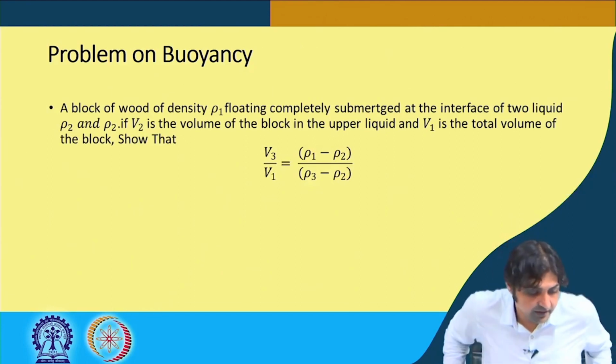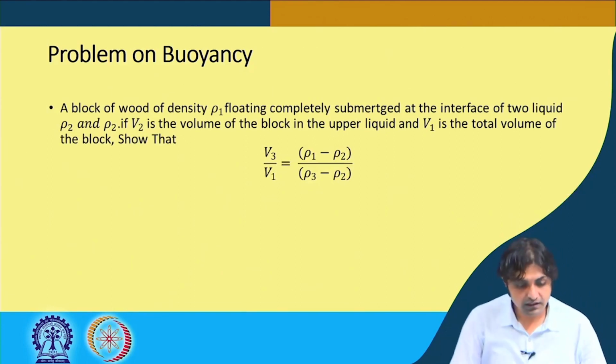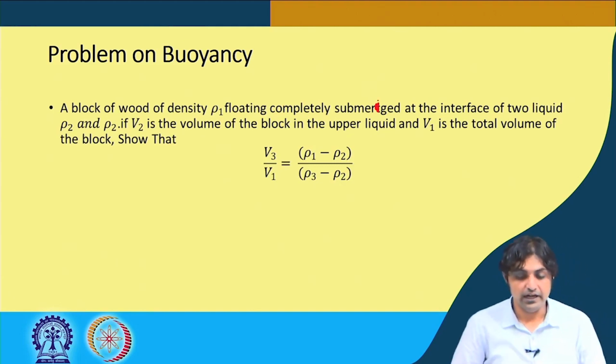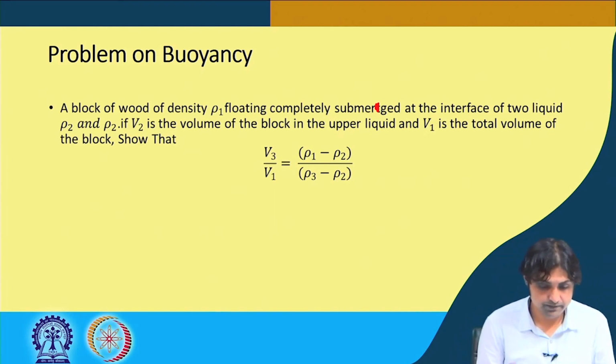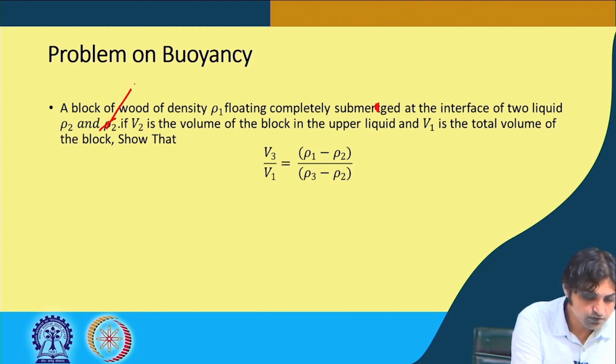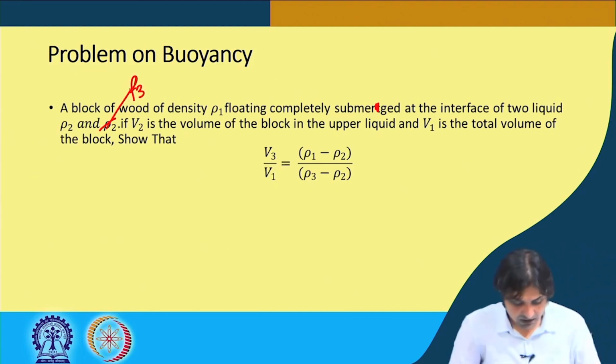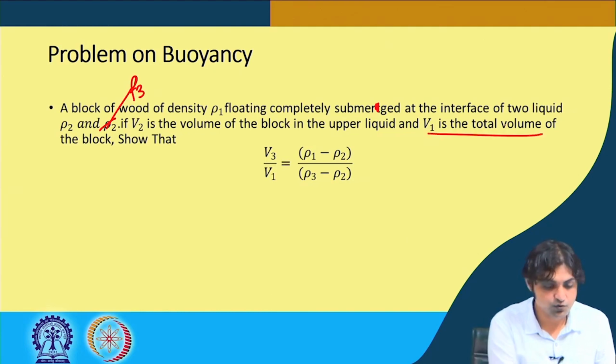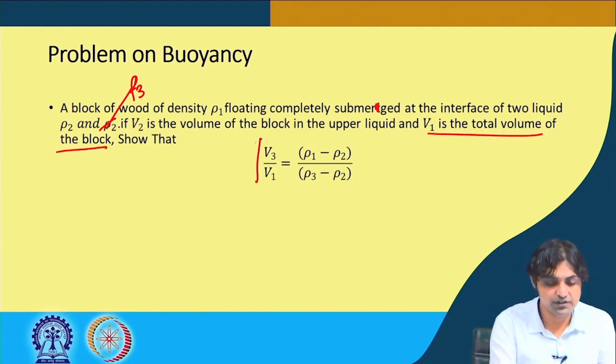It says a block of wood of density rho 1 is floating completely submerged at the interface of two liquids, rho 2 and rho 3. So it should be rho 2 and this should be rho 3. I am very sorry for this typing error. If V2 is the volume of the block in the upper liquid, and V1 is the total volume of the block, we have to show this equation.